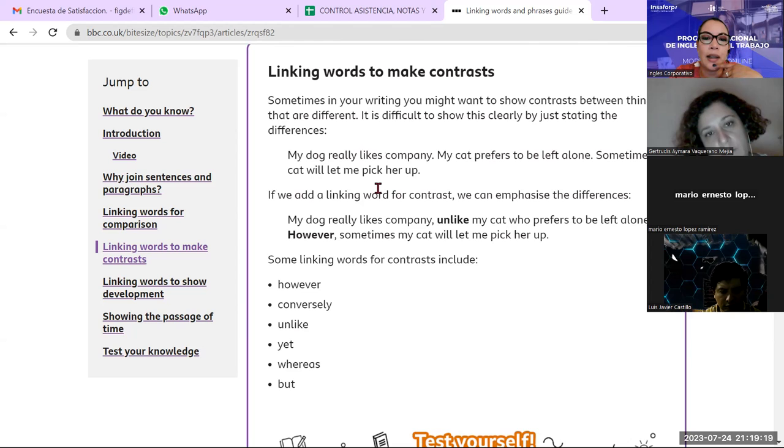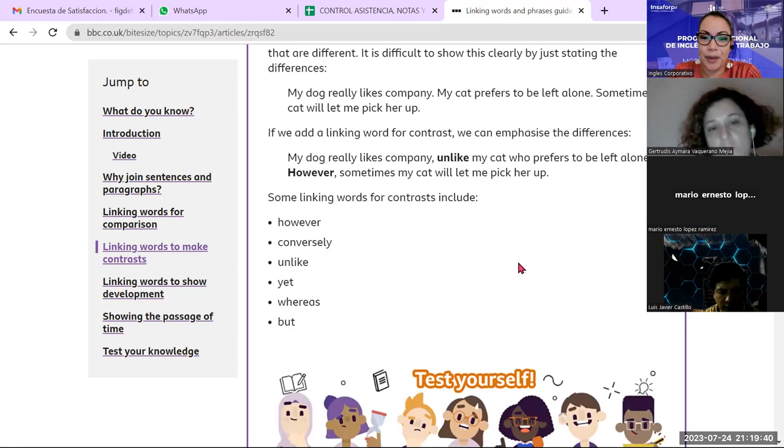Sometimes my cat will let me pick her up. If we add a linking word for contrast, we can emphasize the differences. My dog really likes company, unlike my cat who prefers to be left alone. However, sometimes my cat will let me pick her up. Some linking words for contrast include however, conversely, unlike, yet, whereas, and but.